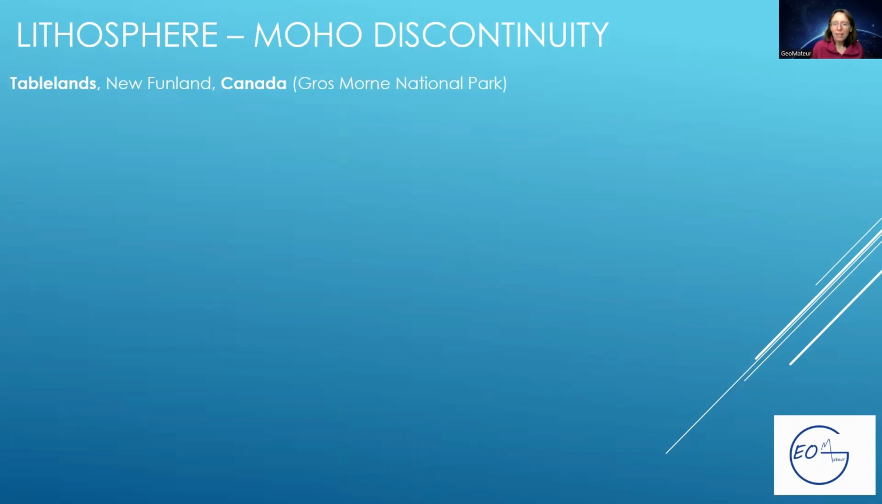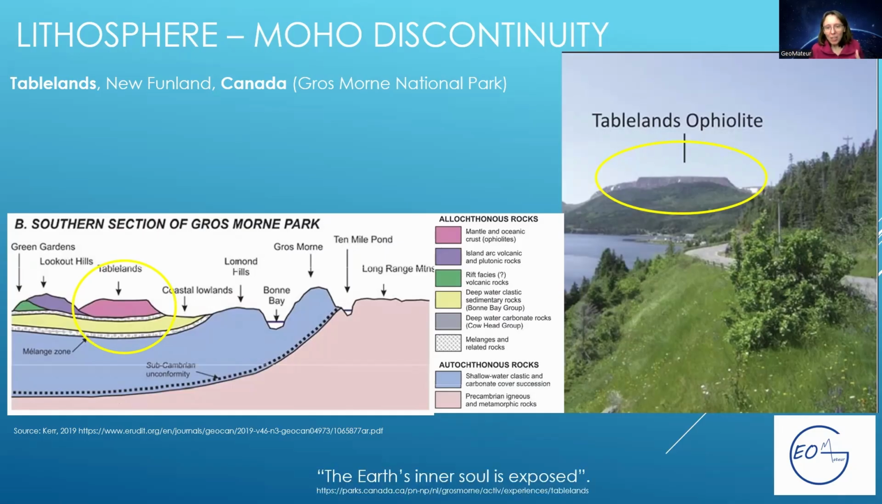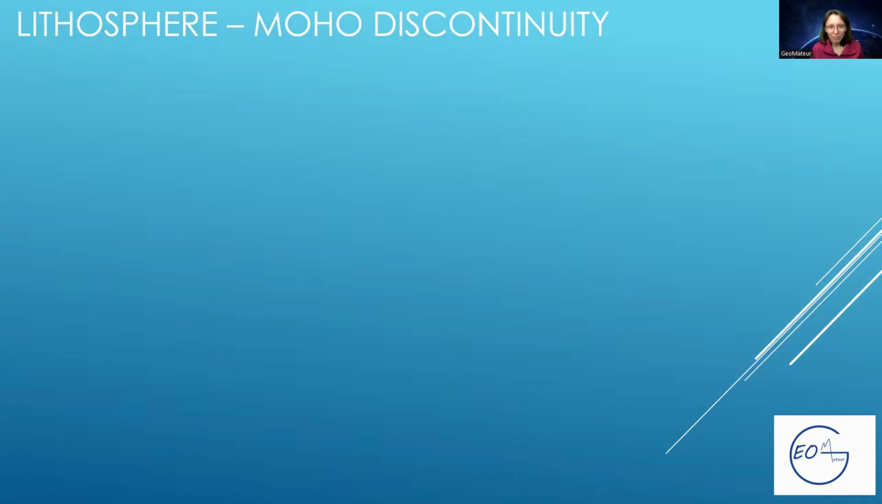And sometimes nature offers us unusual opportunities to touch rocks created beneath the Moho discontinuity. One of such locations is the Tablelands in Newfoundland in Canada. So if we are looking at the landscape and the geological profile, we can easily notice something strange, something different. How is it possible that the Earth's inner soul is exposed?